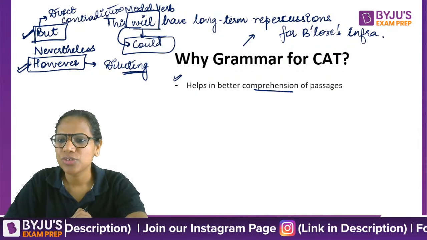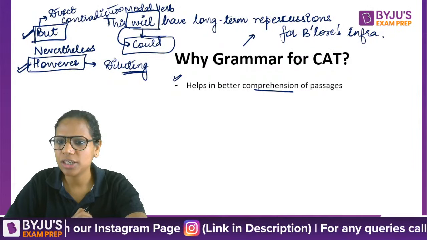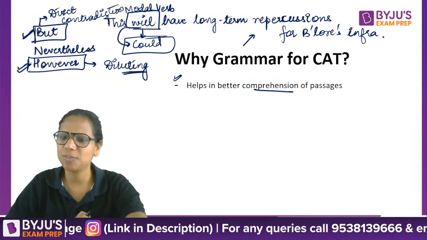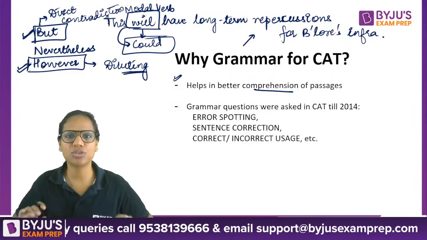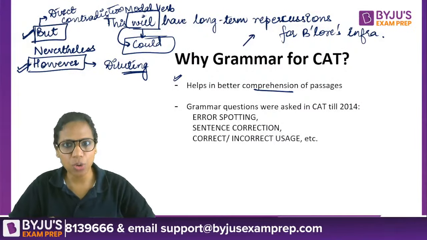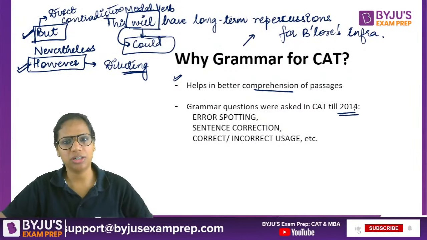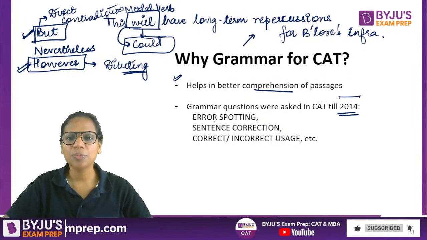Right? So Varun is saying that in CAT, while taking mocks, he only found questions on RC passages, parajumbles and parasummary. You are absolutely correct. No direct questions are asked on grammar in CAT now. They were asked till 2014. Okay, so it's been some years.